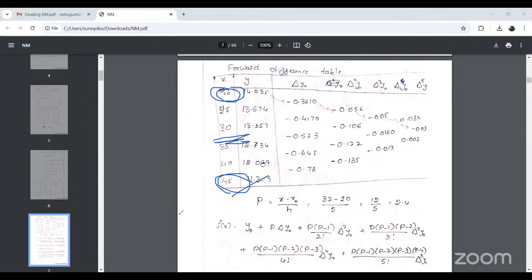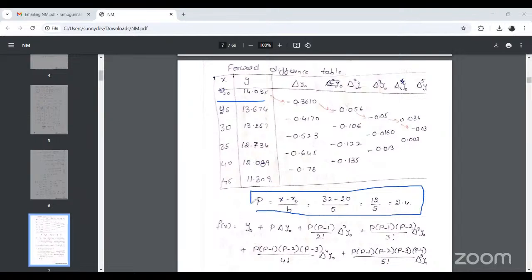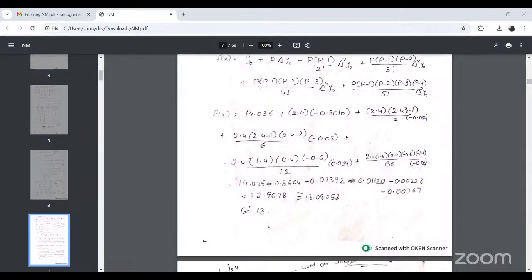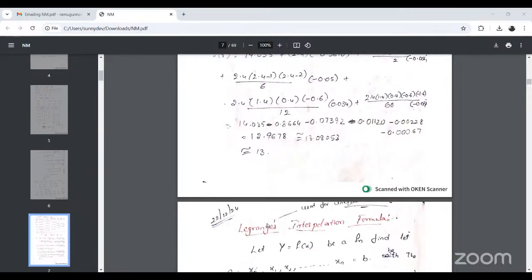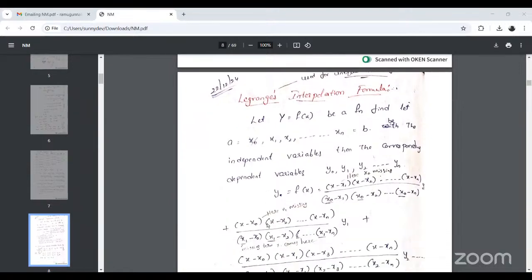If you are taking the backward, we are getting the p value negative. But when you take the forward, we get a positive value. So p equal to (x minus x naught) by h. Then here we are getting the value 2.4. So all we can substitute in the formula. In the examination, it's compulsory to use the forward and backward.